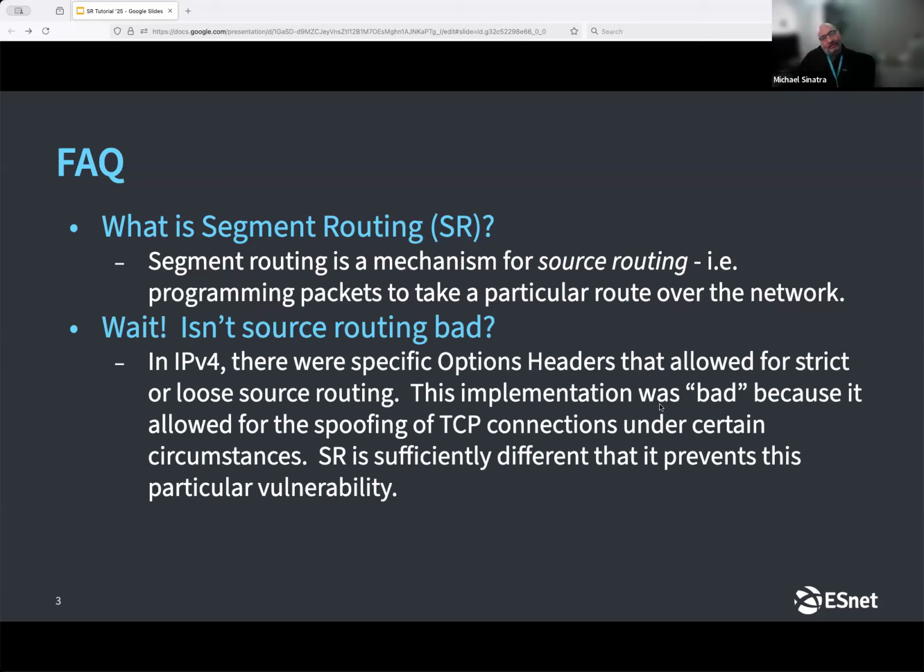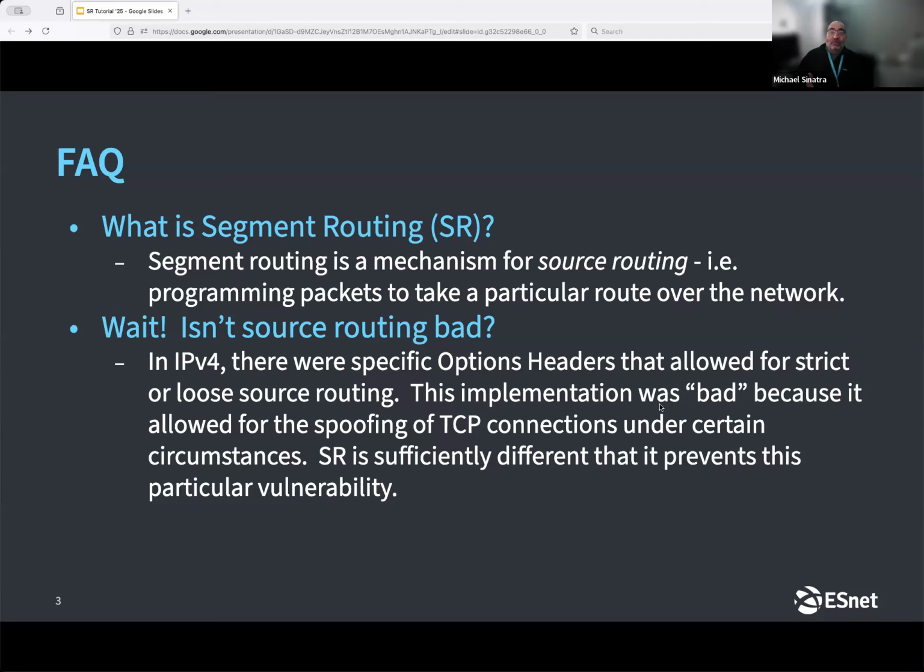But I also want to talk about source routing in general. It got a bad rap in the IPv4 days. If you're as old as I am, you remember when loose source routing in particular was a bad thing in IPv4. The reason is that the way loose source routing was implemented in IPv4, as an options header, required the return path to be the same as the forward path. That meant you could spoof an IP address from another network and then force the return traffic to come back through your network. You could therefore basically hijack or spoof a TCP connection that way.